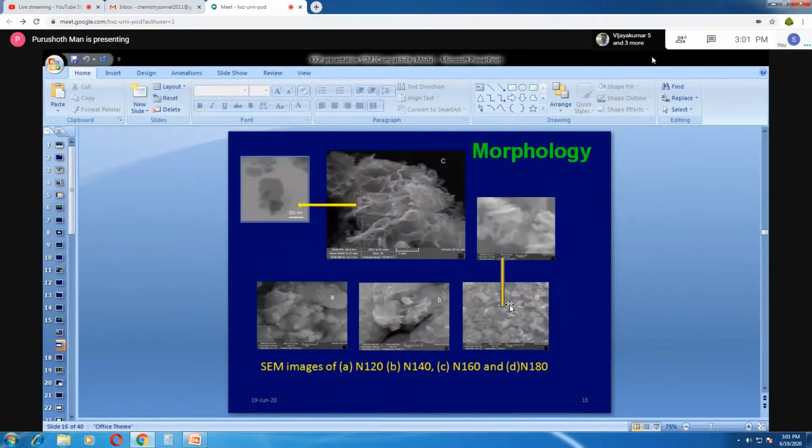Different temperatures will create different structures. For example, at 180 degrees Celsius, this seems to be thick nanoplates. If you observe closely, that will give tiny nanorods. The assembled nanorods seem like small thick plates. So depending upon the preparation temperature, the morphology varies.